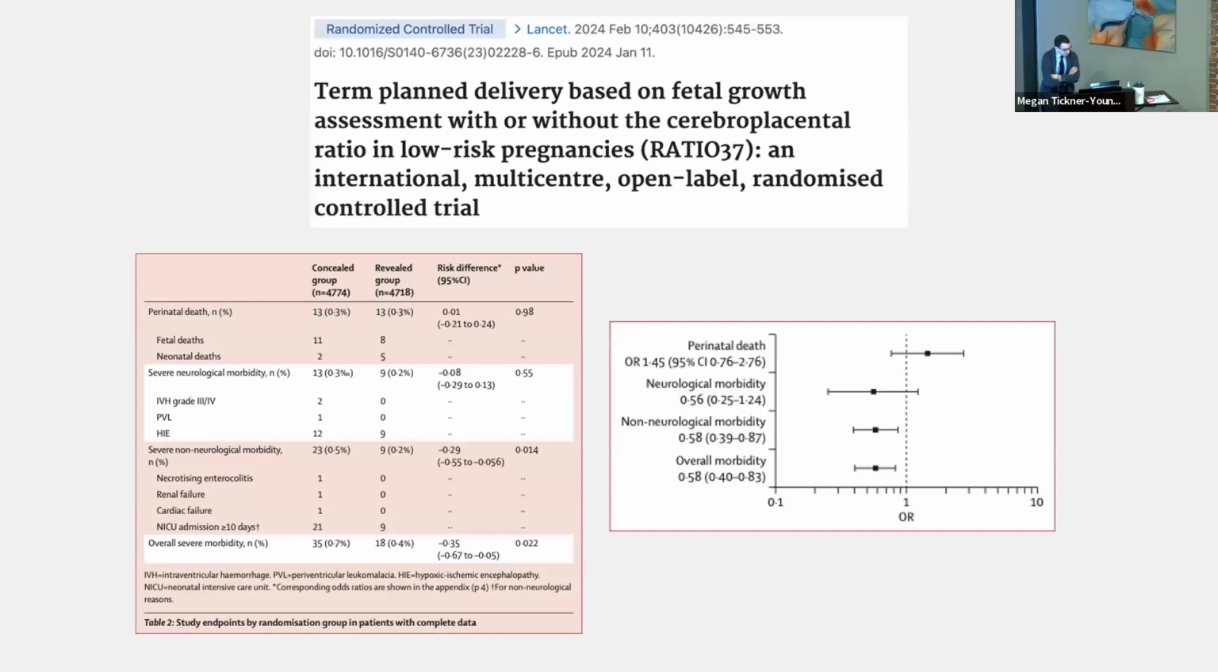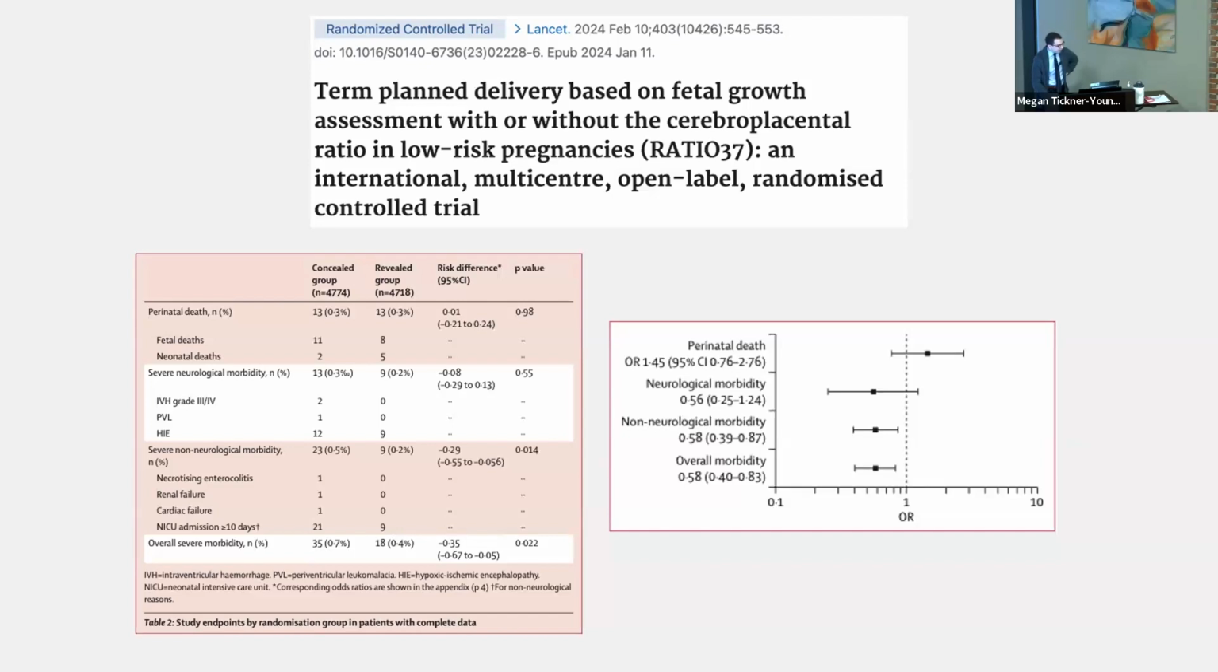Then this trial happened recently. This trial, the Ratio 37 study, came out this year and had really interesting results. This was a randomized multi-center trial and evaluated cerebral placental ratio in over 9,000 uncomplicated pregnancies in a blinded group and an unblinded group. They performed a growth ultrasound and Doppler evaluation at 36 to 37 weeks. And then they delivered the unblinded group at 37 weeks for a decreased cerebral placental ratio less than the 5th percentile for gestational age. The odds ratio for severe neonatal morbidity in patients delivered for an abnormal CPR was significantly lower, but there was no difference in their primary outcome, which was neonatal mortality.